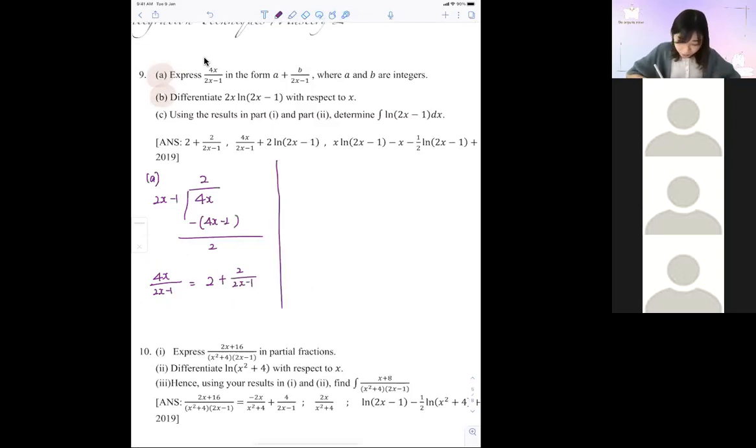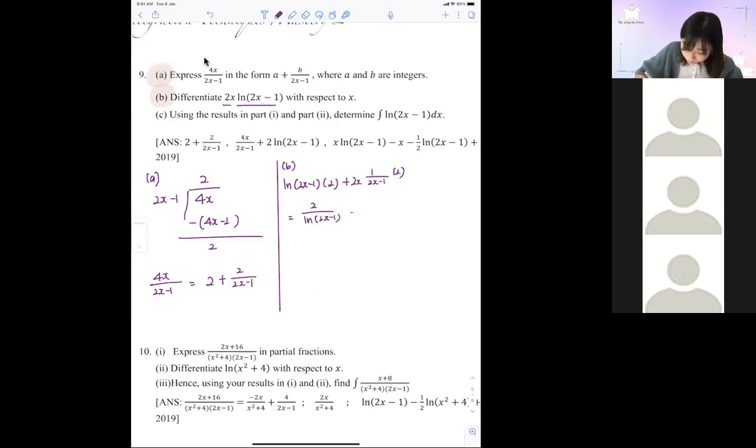Okay. The next one, part B, they ask you to differentiate. Remember, when you differentiate, it will be copy the back. This is your product rule. Copy the back, differentiate the front, plus copy the front, differentiate the back. Okay, so you have 2 over ln 2x minus 1. And you get this.